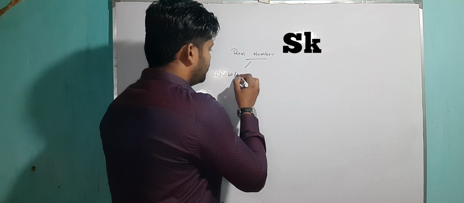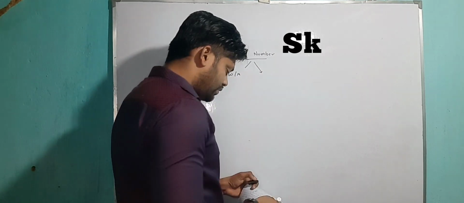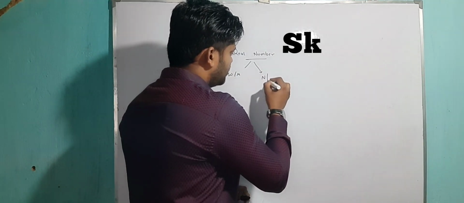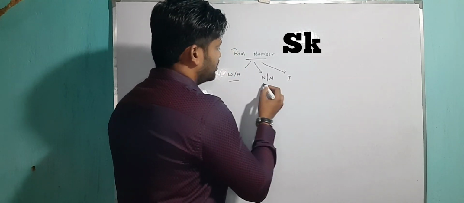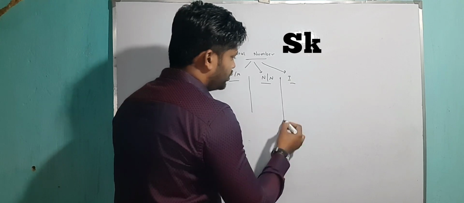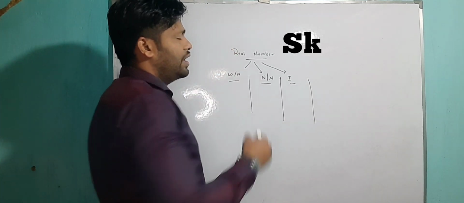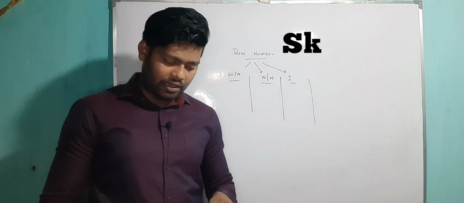natural numbers, as well as integers. These are the three things. These three things make up the real numbers.